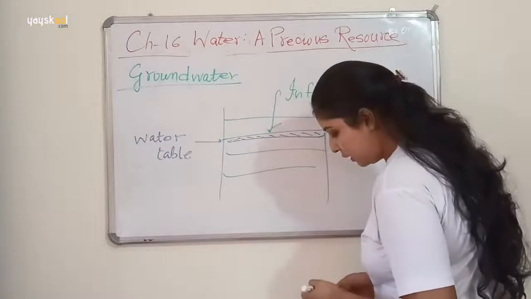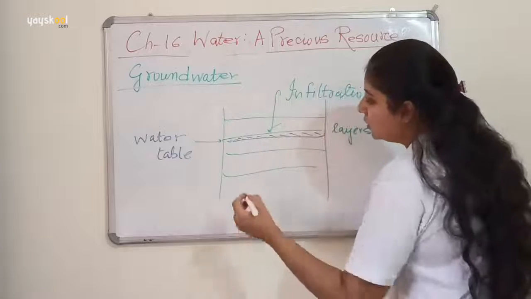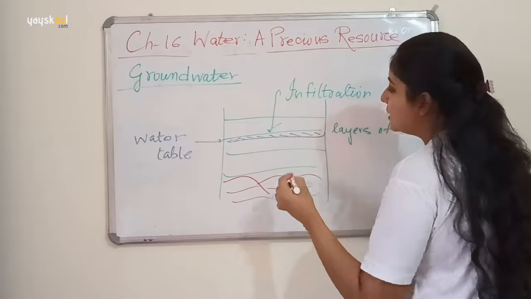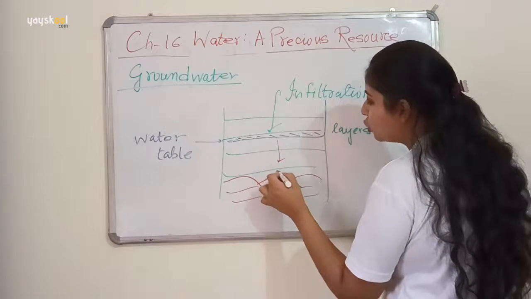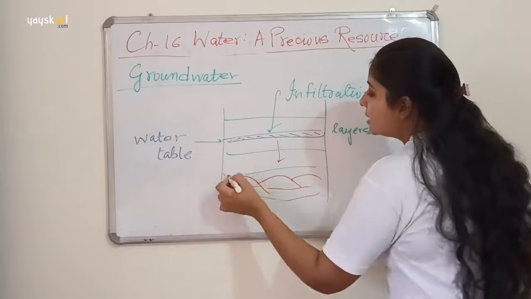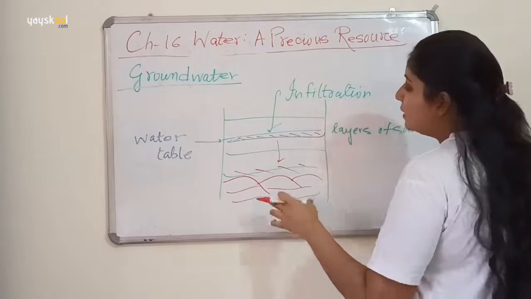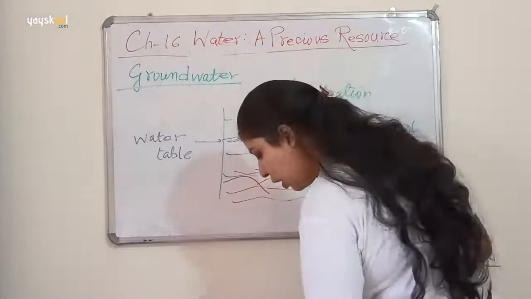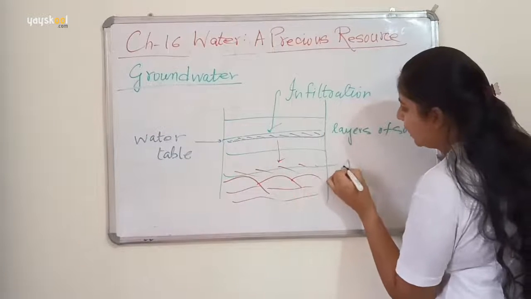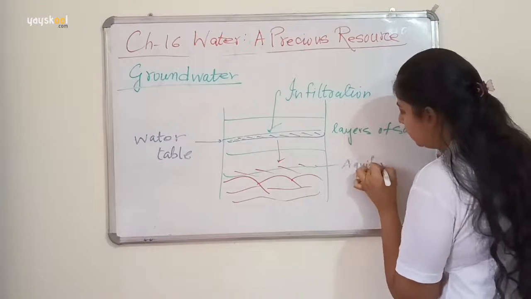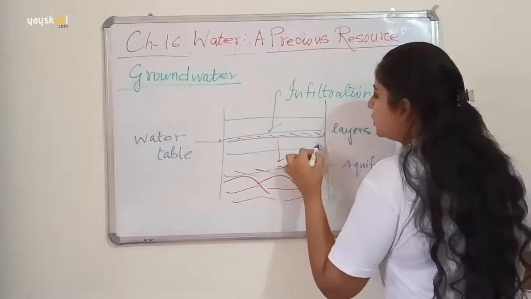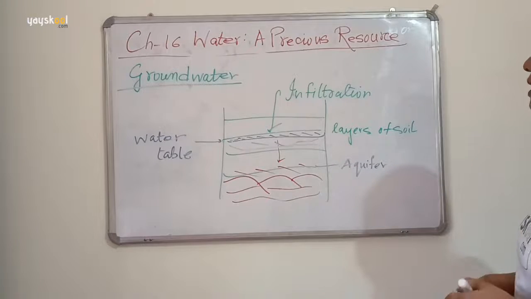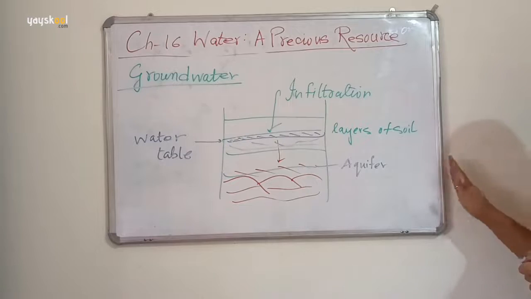Now what happens? We know that there are rocks below the soil. Right, there are many big rocks below the soil. Okay, these are the rocks. What happens is some water seeps down and it cannot go beyond this point because there are rocks, and some water is stored over here. Now this water which is stored between the rock layers is called an aquifer. Now this water is below the water table. So if this is the water table, the aquifer is below the water table. Now these are the important terms related to groundwater.